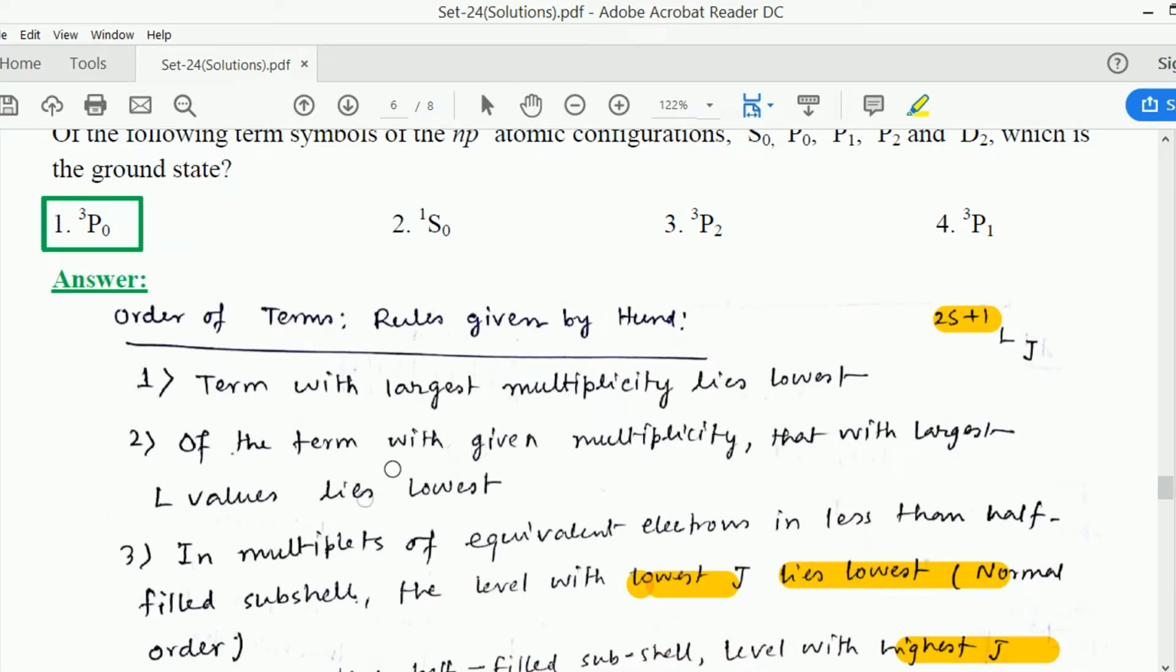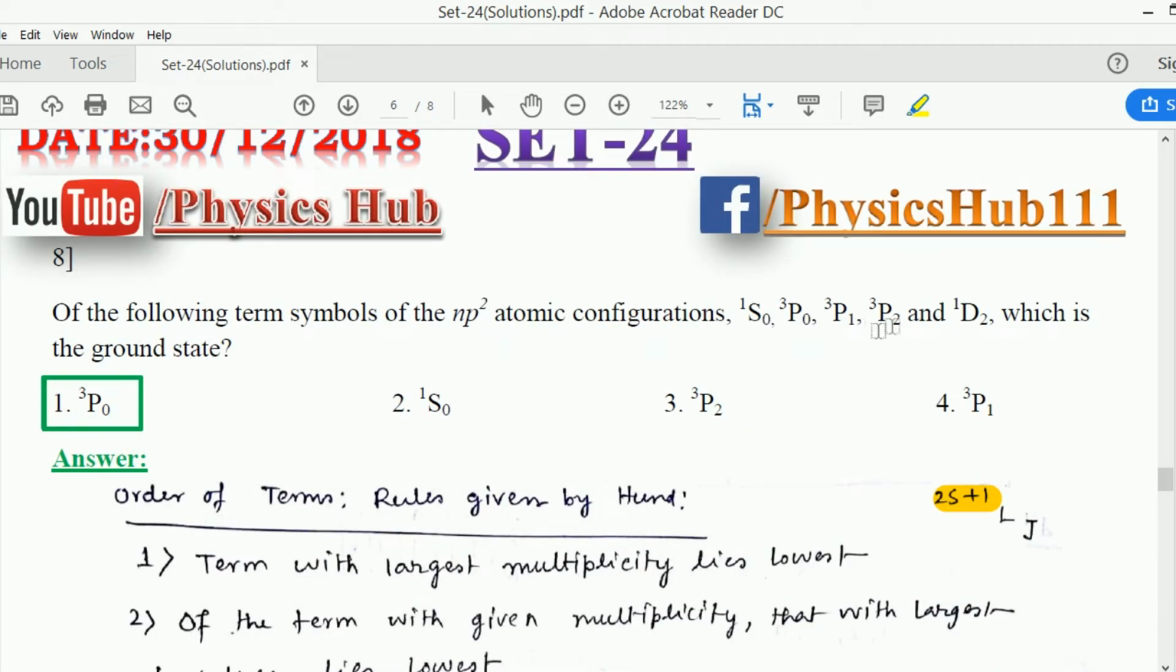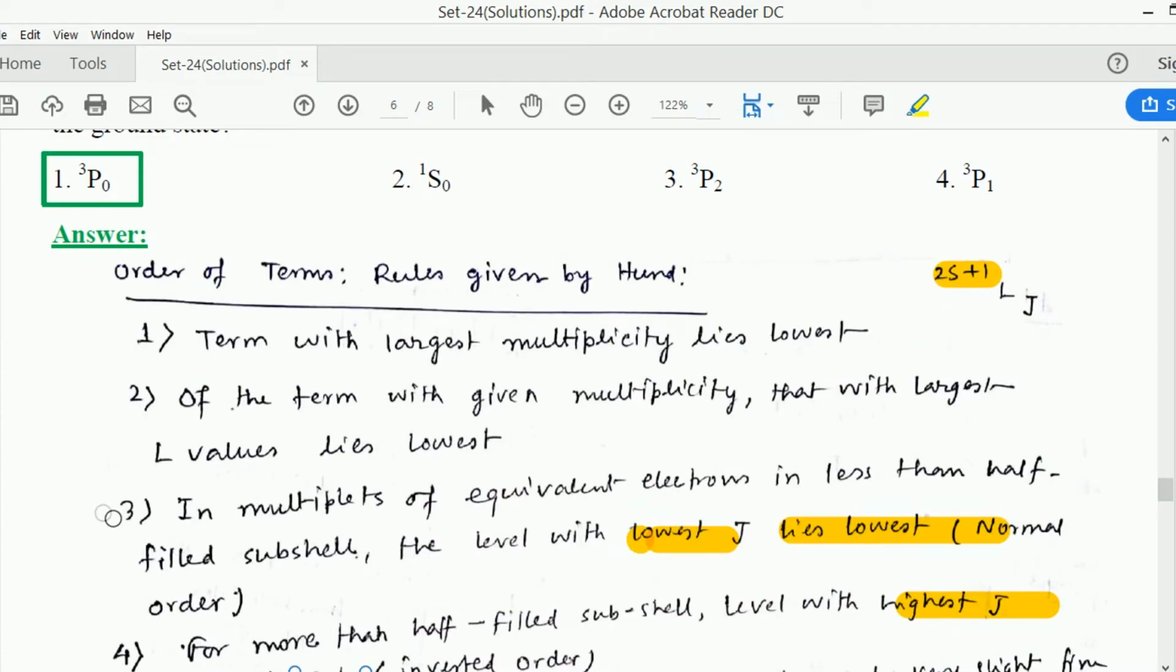Next, Hund's rule says if the multiplicities are the same but the L values are different, then the largest L value will lie lowest. But here we see the L values are also the same, so we move to the third criterion. In multiplets of equivalent electrons in a less than half-filled subshell, the level with the lowest J lies lowest.